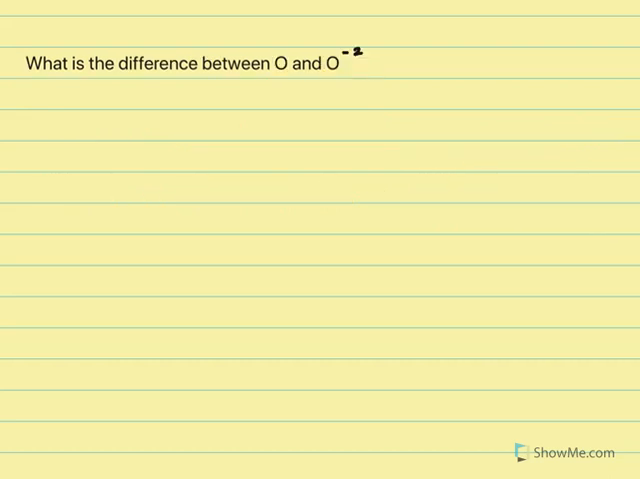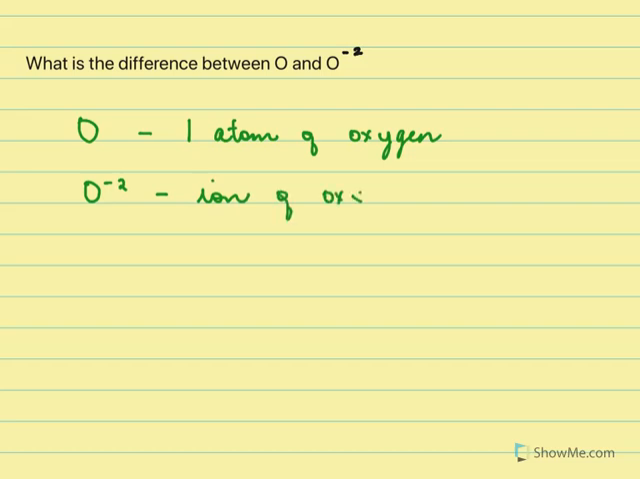Difference between O and O minus 2. Now O represents 1 separate atom of oxygen, and O minus 2 represents an ion of oxygen. It's called an oxide. An oxide, an ion of oxygen.